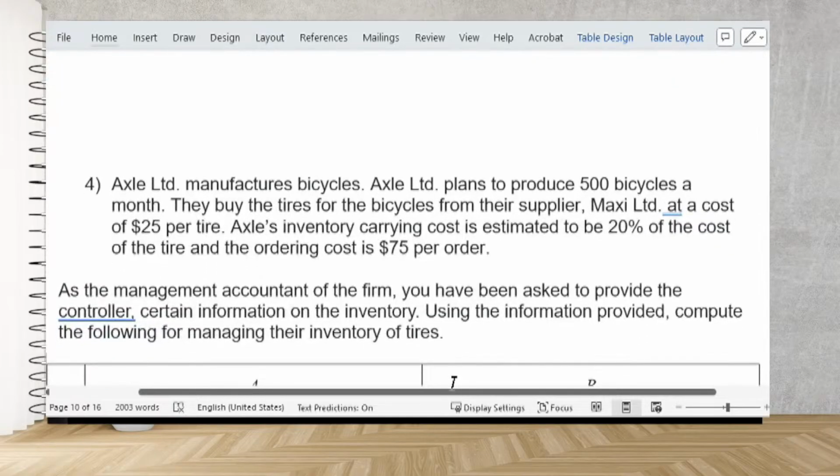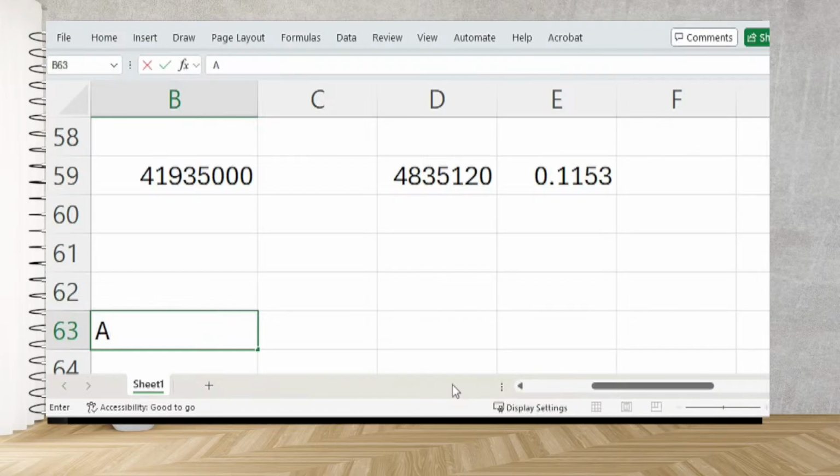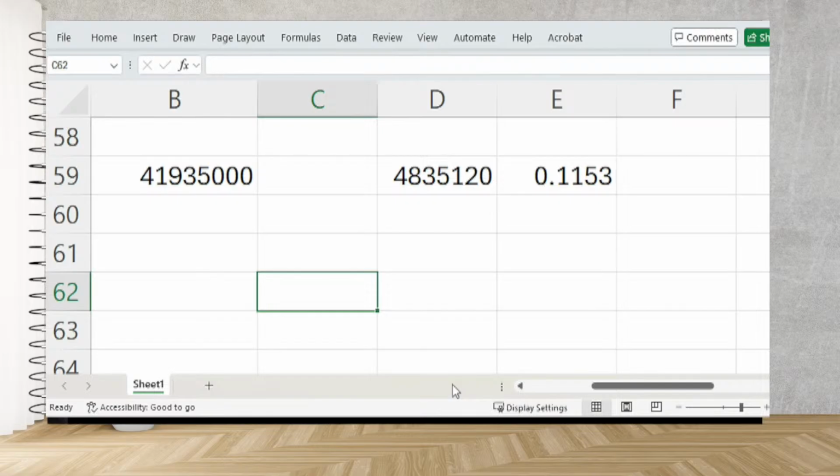First, have you calculated the annual demand? Yes, sir. What is that? 500 multiplied by 2, multiplied by 12, okay, 12,000. Cost of that 20%. So 20% divided by 2.5.